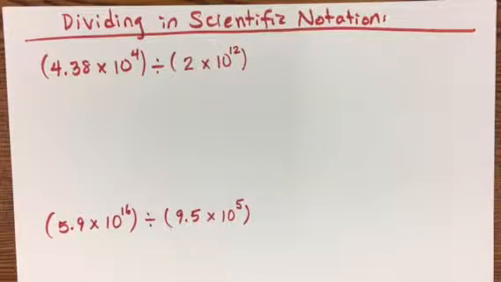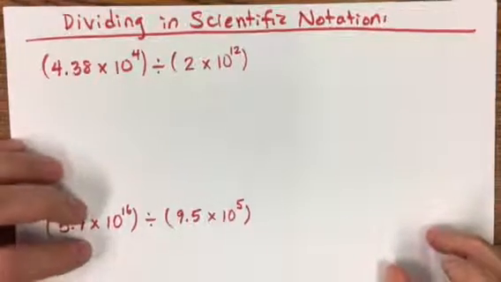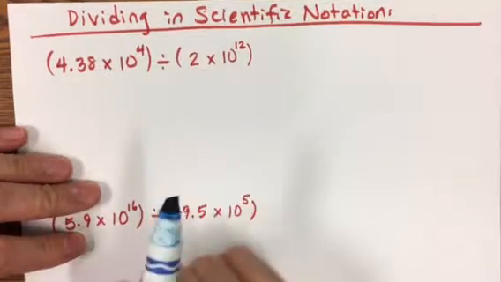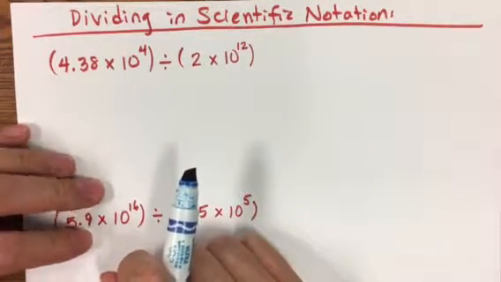Dividing in scientific notation is basically the same thing as multiplying in scientific notation, except you are going to subtract the powers of 10 instead of adding. So let's have a look at it. 4.38 times 10 to the 4th divided by 2 times 10 to the 12th.